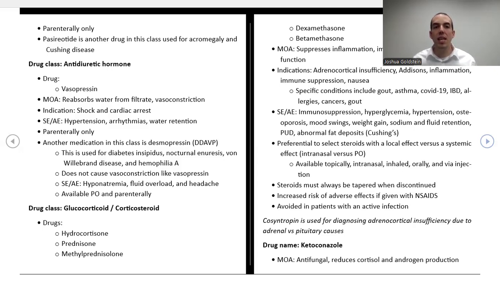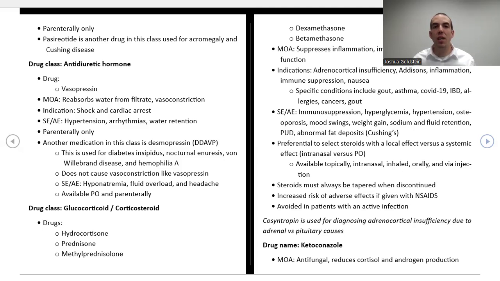Next, let's move on to the steroids. If a patient has Addison's disease, if they have too little steroids in their body, we could treat them with steroids. We've already discussed steroids at length in the anti-inflammatory and pain management lecture, so I'm going to go through it pretty quickly over here. The drugs are hydrocortisone, prednisone, methylprednisolone, and others. These work by suppressing inflammation, suppressing the immune system, and suppressing adrenal function.